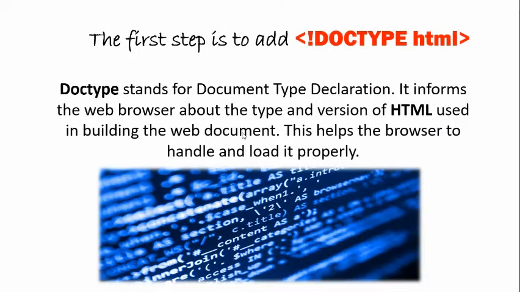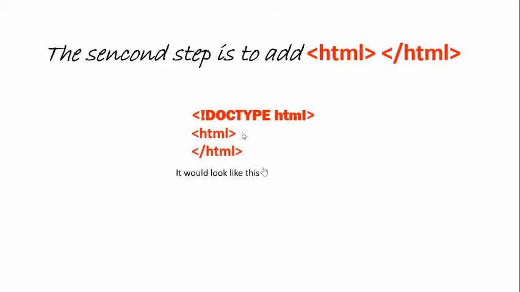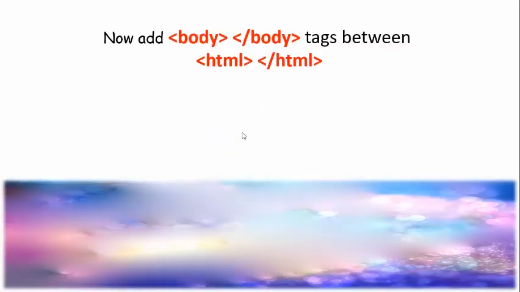The first step is to add the tag doctype HTML. Doctype stands for document type declaration. It informs the web browser about the type and version of HTML used in building the web document. This helps the browser to handle and load it properly. The second step is to add the HTML tags, as shown. Now add body tags between HTML tags, like this.